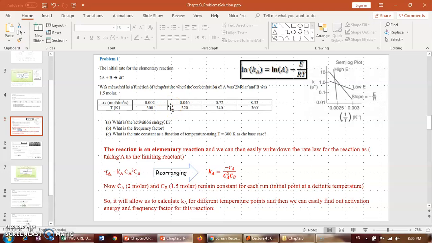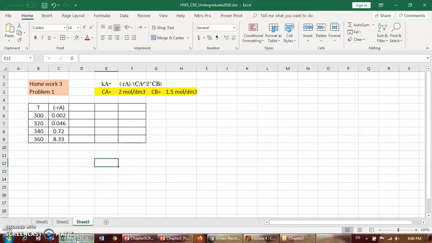And once we know that, we can make an Arrhenius plot like that, right? And we will do it in Excel. So hopefully you can see the Excel slides here. I have already put the data here, basically the temperature and the rate of the reaction. We have a minus sign here because it is a reactant. You can think of A as a limiting reactant if you want.